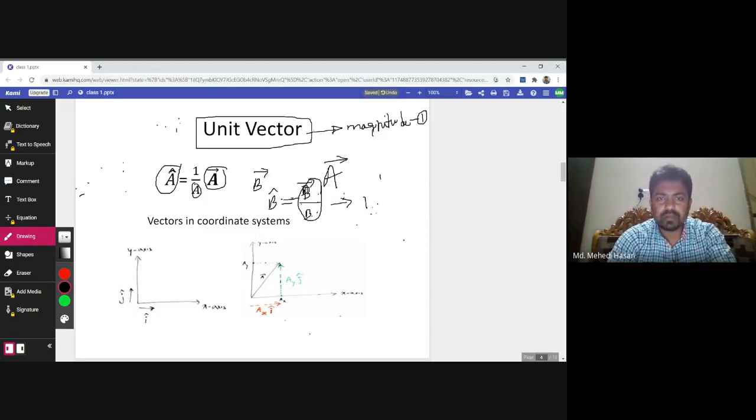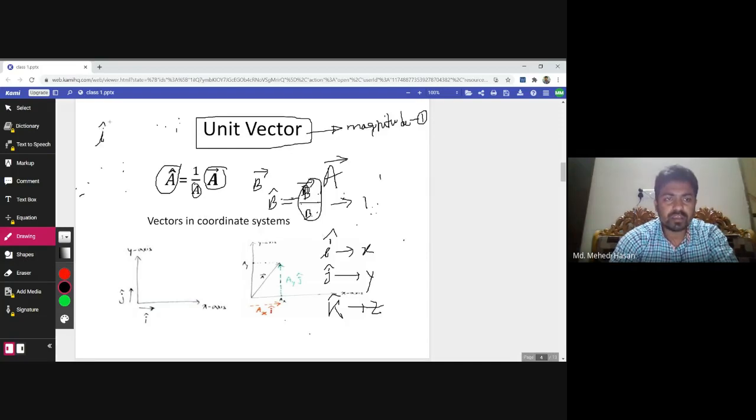Another thing is that in a two-dimensional or three-dimensional coordinate system, there are 3 unit vectors: unit vector i along the direction of x, unit vector j along the direction of y, and unit vector k along the direction of z. The magnitude of each of these unit vectors i, j, and k is equal to 1.